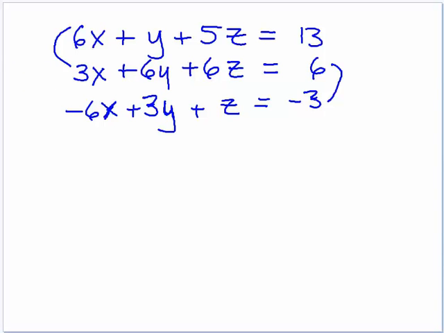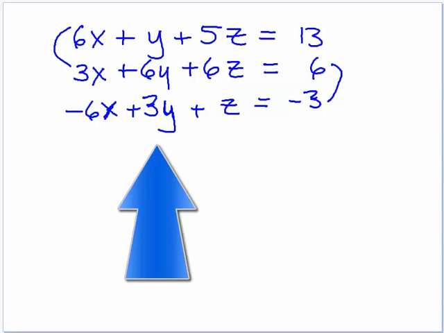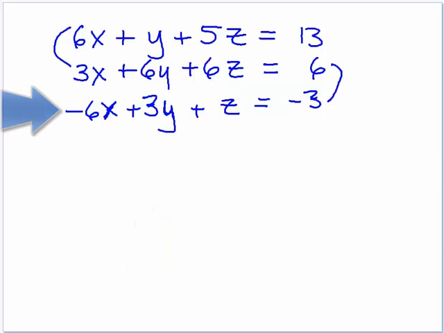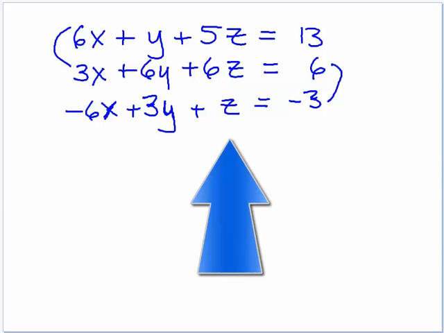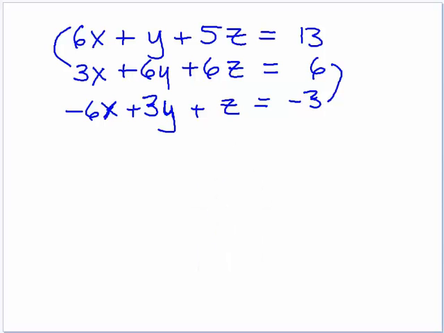If we wanted to get rid of y, we need to make one of these negative. So let's say we would multiply the bottom equation by negative 2. That would give us a negative 6, which would cancel out with a positive 6. And if we wanted to eliminate z, we could multiply the bottom equation by negative 6, which would give us a negative 6z to cancel out with a positive 6z. We need to choose one of those three variables to get rid of. So, okay, we're going to get rid of z.